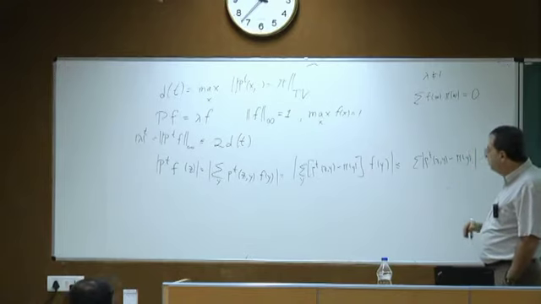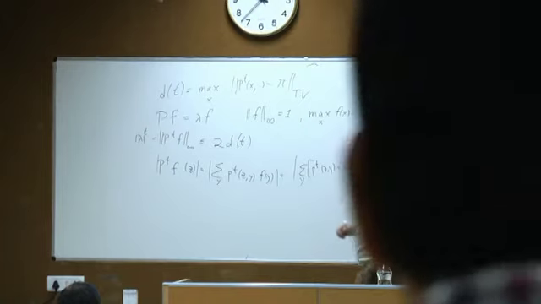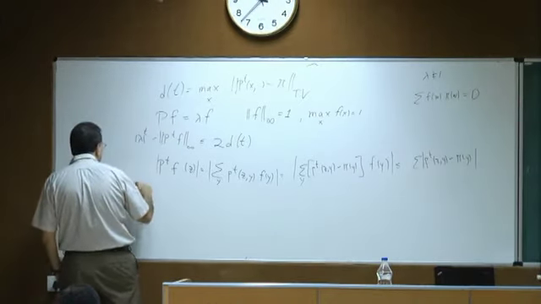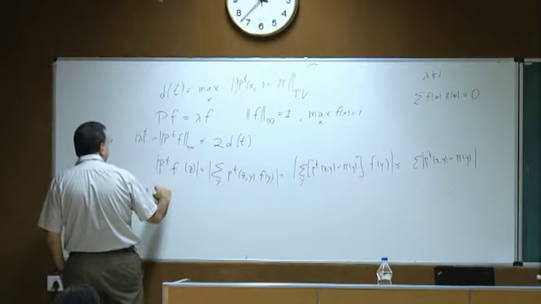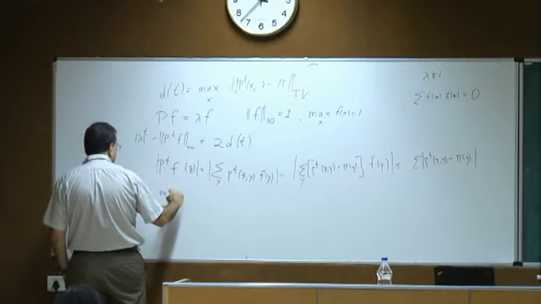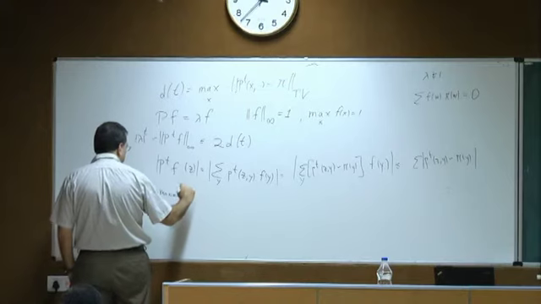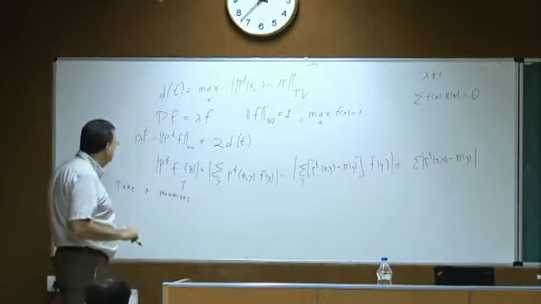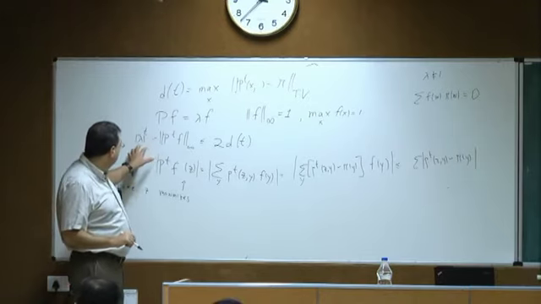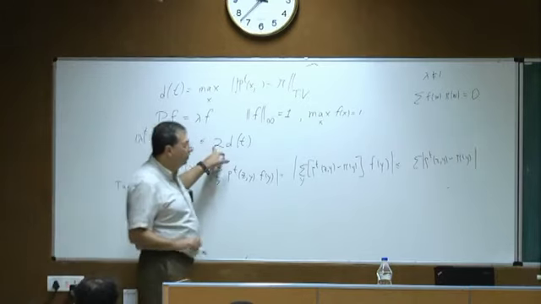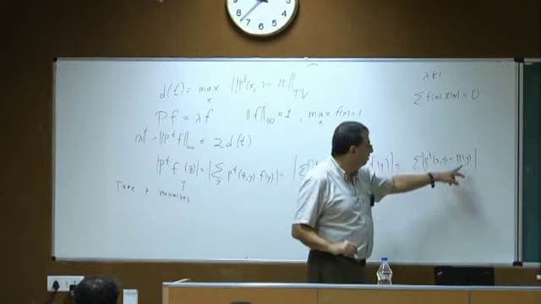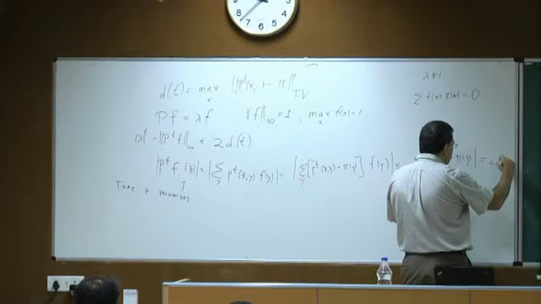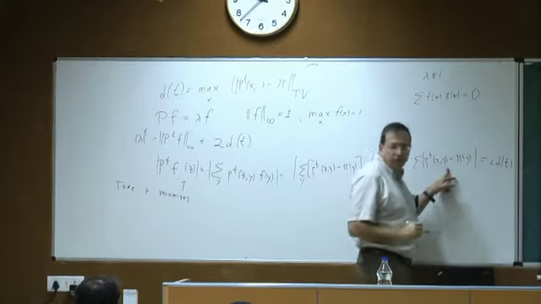So if we take z that maximizes this, you'll get the statement we want, because then this will just be 2 d of t for this choice of z.